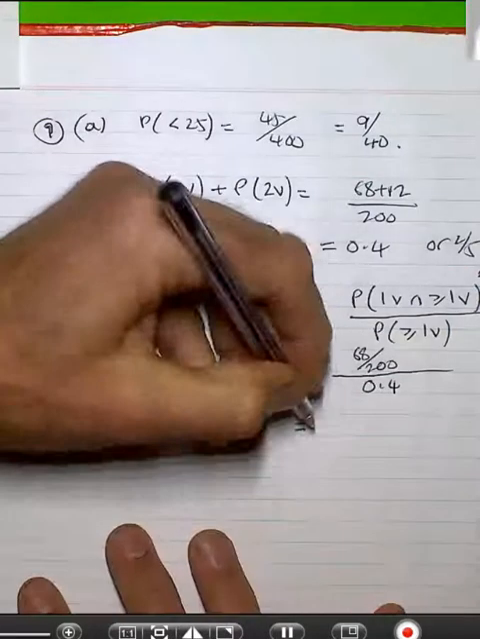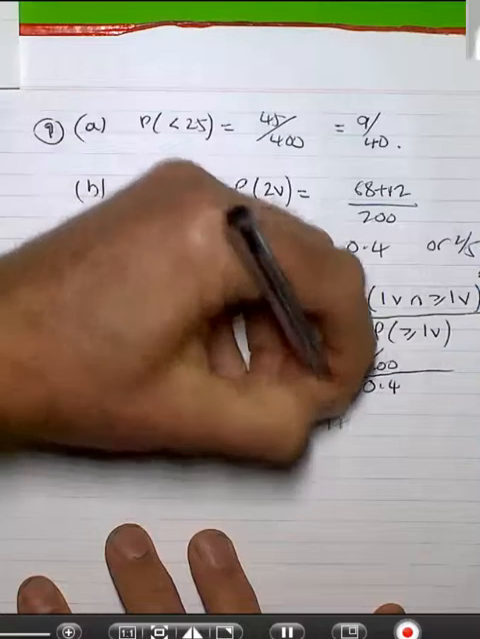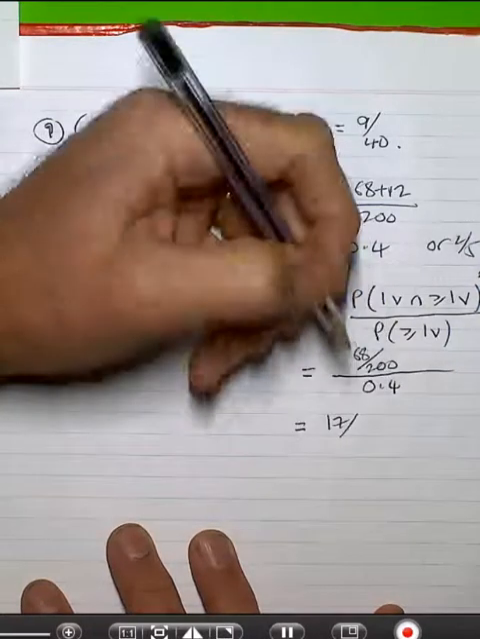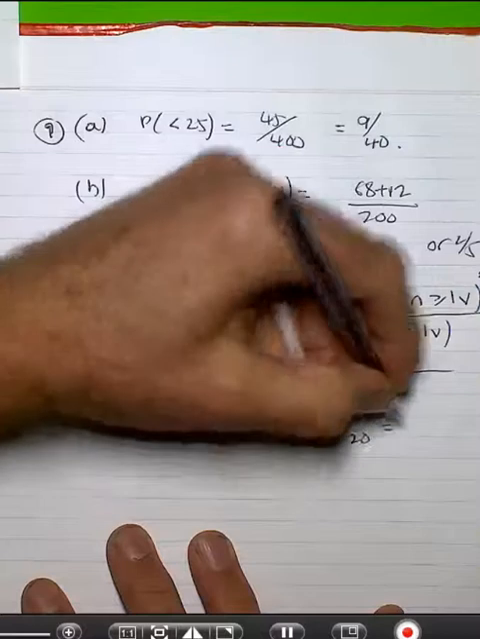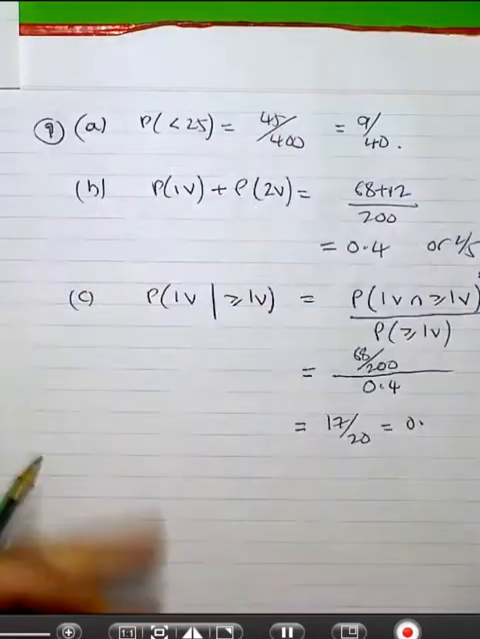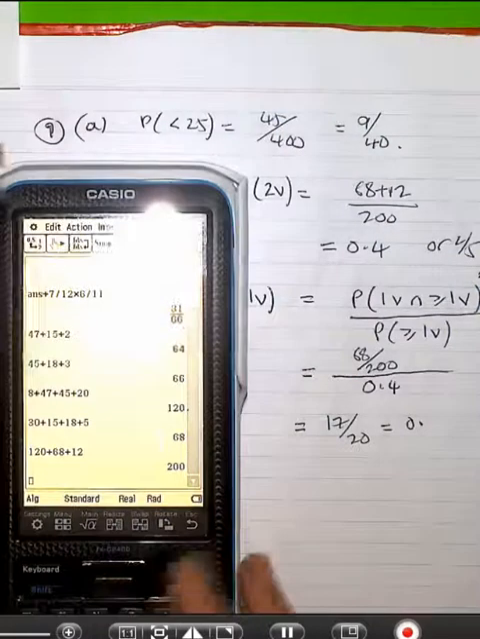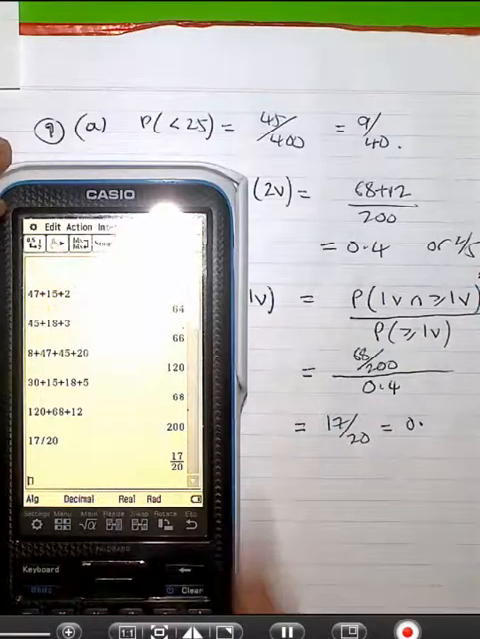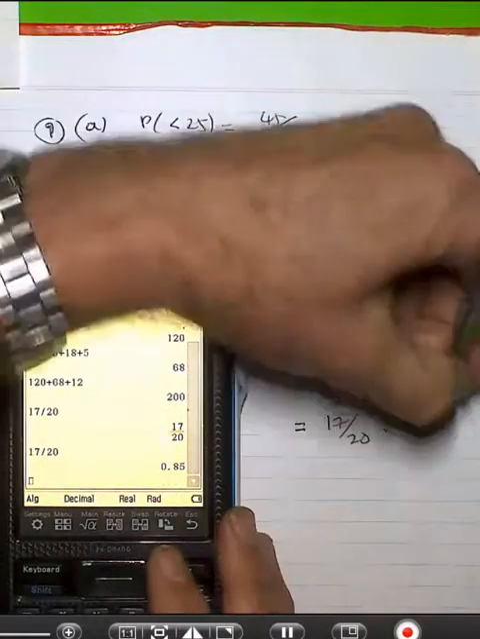So when we do the division, that will give me 17 out of 20, or I better just do that in my calculator. I'll just get the decimal value as a decimal, 0.85.